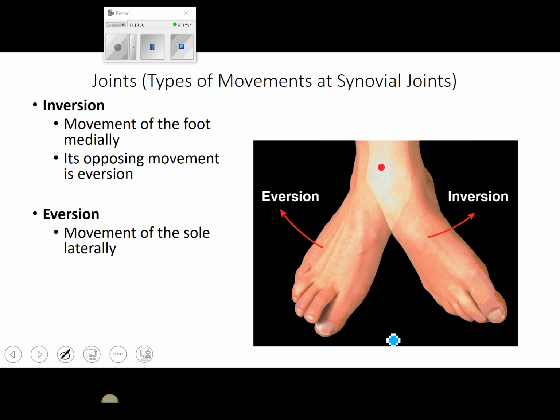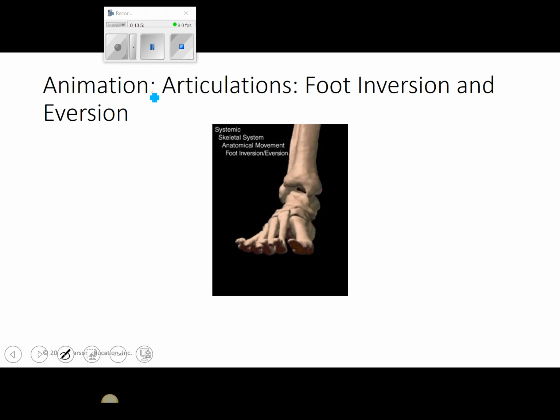Inversion and eversion refer to a twisting motion of the foot. Inversion would be a twisting motion of the foot that turns the sole inward, so elevating the medial edge of the sole. Its opposing movement is going to be eversion, so the movement of the sole laterally. Here is a short animation that you can watch later on foot inversion and eversion. Just remember, inversion and eversion both pertain to the feet.